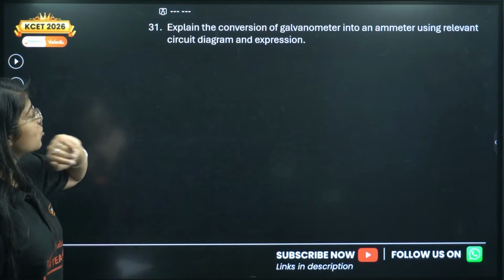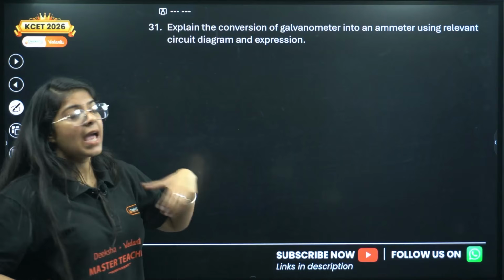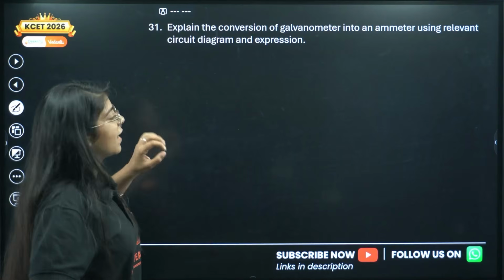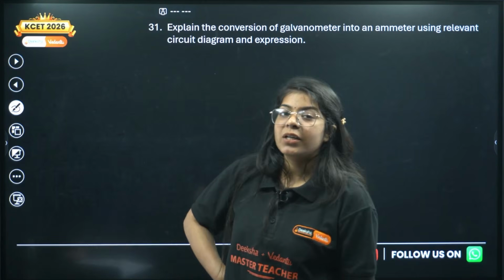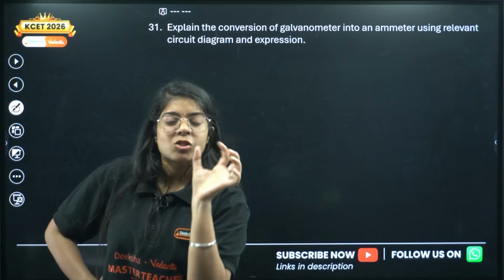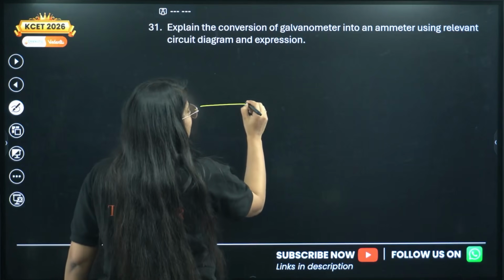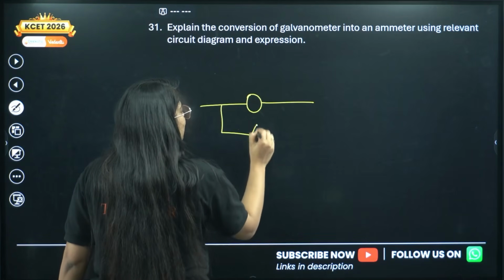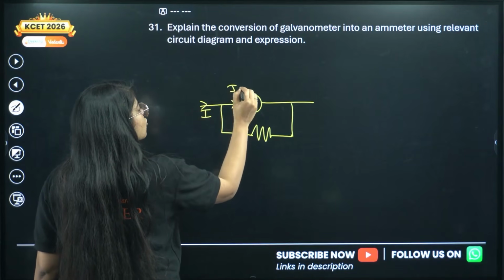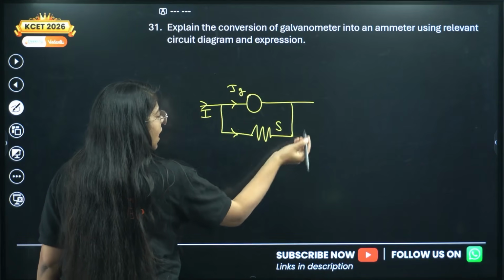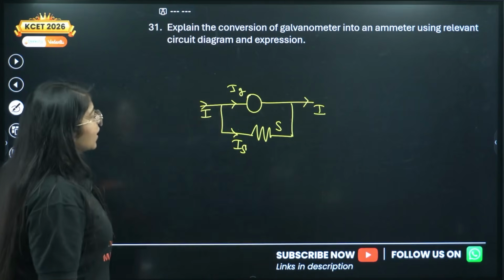31st question, explain the conversion of galvanometer into an ammeter using relevant circuit diagram and expression. So we know that a galvanometer can be converted into an ammeter very easily by connecting a small resistance in parallel with the galvanometer. So something like this is my galvanometer, and if I connect a small resistance with it in parallel, let's say this is I, this is IG, this will be let's say S or R, whatever you want to call it. So this will be IS and this will be again I, correct?